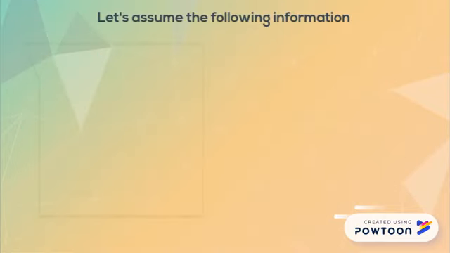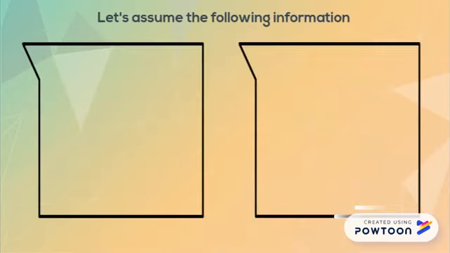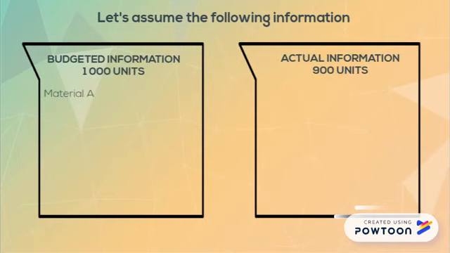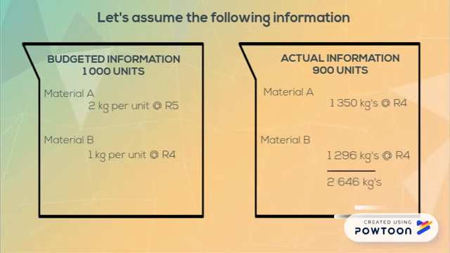For this, we are going to use budgeted production of 1,000 units and actual production of 900 units. We will be using material A and B, and in the budget we will say that 2 kilograms and 1 kilogram of each are used, and for the actual information we will assume 1,300 and 1,200 for each.